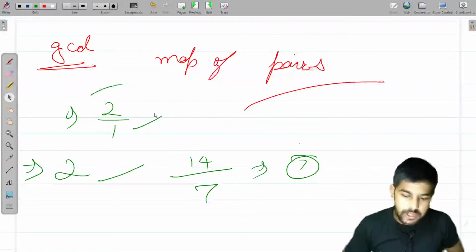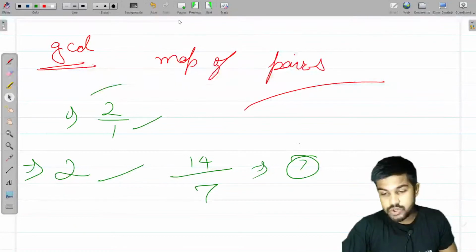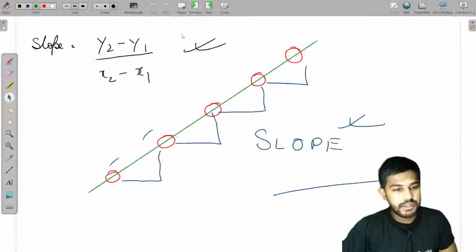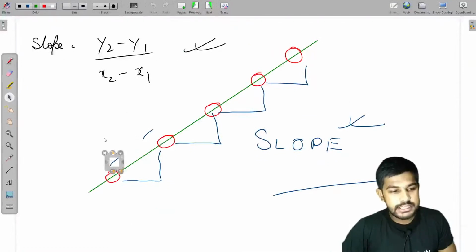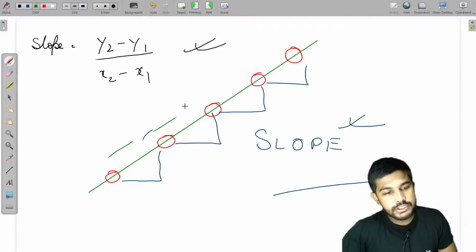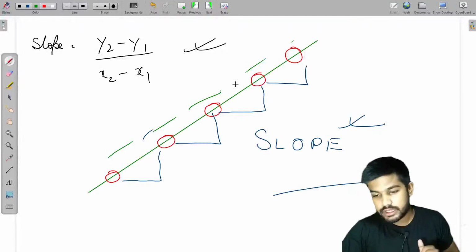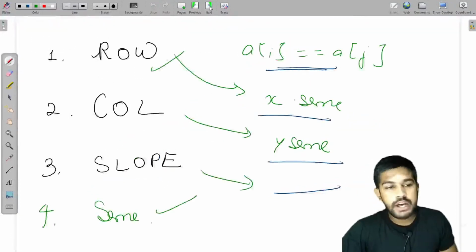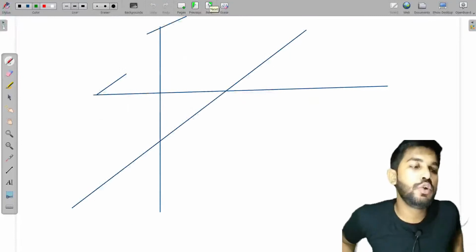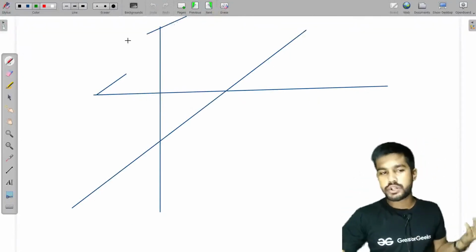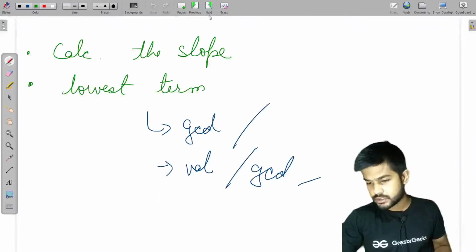I told you, Siddharth, that if points exist on the same line, then their slope would be the same. Okay, normal thing. Now we can store it in a double also. It won't affect the time complexity. You can store it in double also, you can store it in pairs also.